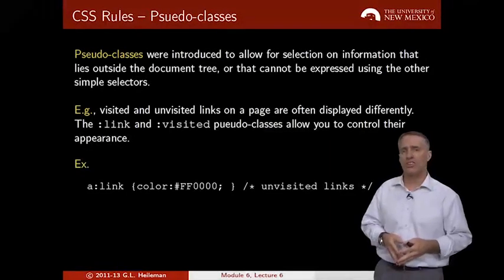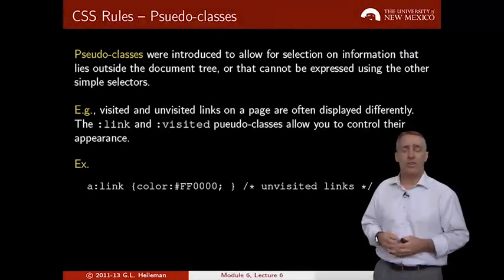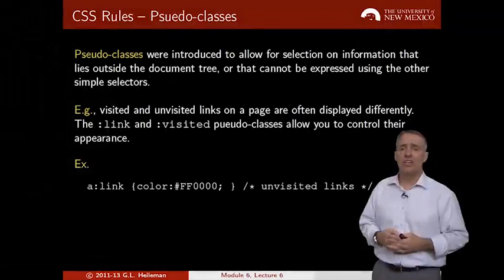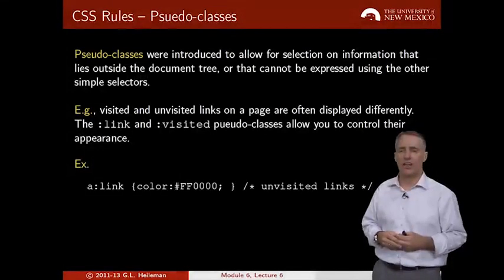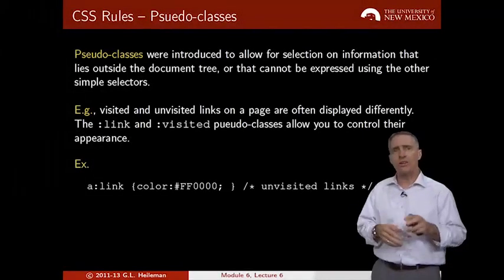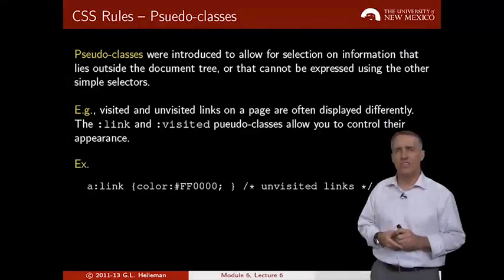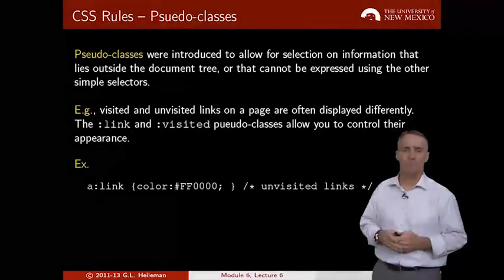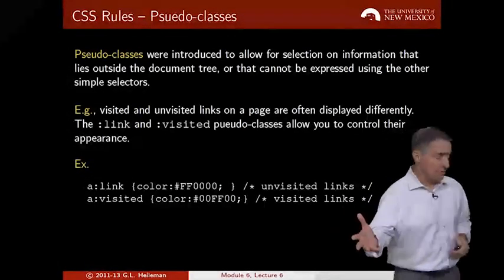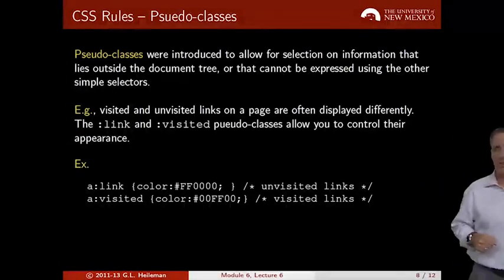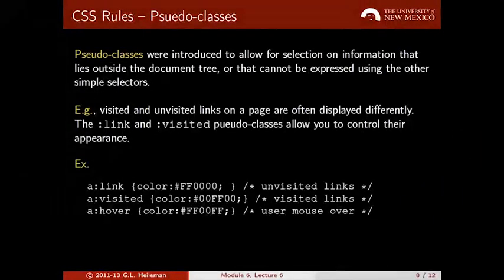So here's an example that says all anchors that are links, color them this particular color that I show you here. And when you use a color with a hash symbol like this, this indicates that it's a hexadecimal value. You can color visited links in the manner I showed you here. If you hover over an element, you could change its color as well.